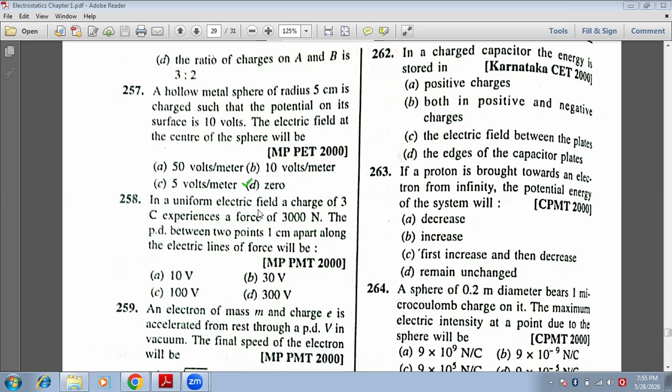In a uniform electric field, a charge of 3 coulomb experiences a force of 3000 newton. The potential difference between 2 points 1 centimeter apart along the electric lines of force will be: option A, 10 volt; option B, 30 volt; option C, 100 volt; option D, 300 volt.